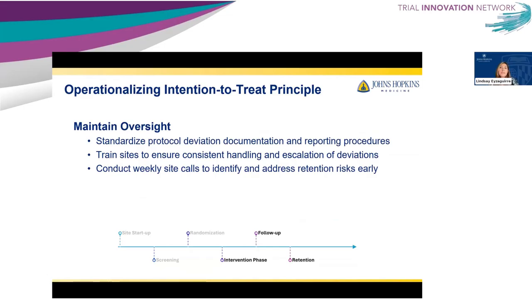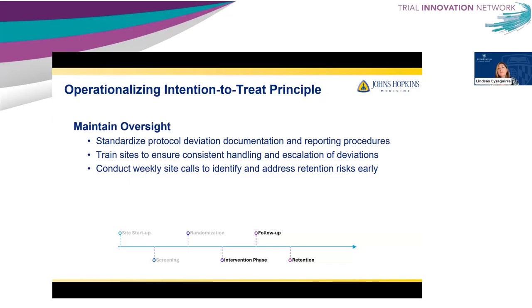So once randomization is underway and participants are actively being followed, maintaining oversight becomes critical. This is where consistent documentation, communication, and early intervention make all the difference. So start by standardizing how the protocol deviations are documented and reported. This ensures that the deviations are handled consistently across all sites and that any patterns are recognized quickly.